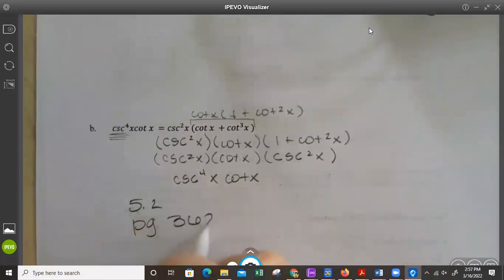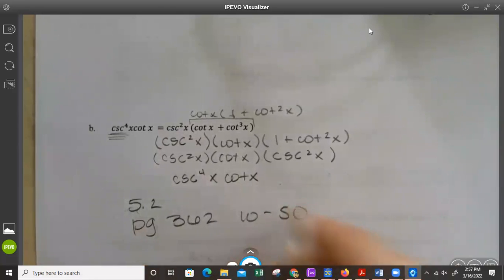5.2, page 362, 10 through 350, every other even. And again, we'll do the same thing. So if you get stuck, don't stress out. This will happen a lot this unit. So we'll go over your homework tomorrow, first thing, and then we'll do our notes. And then I don't know what the plan for you is on Friday. It depends on what we get done tomorrow.